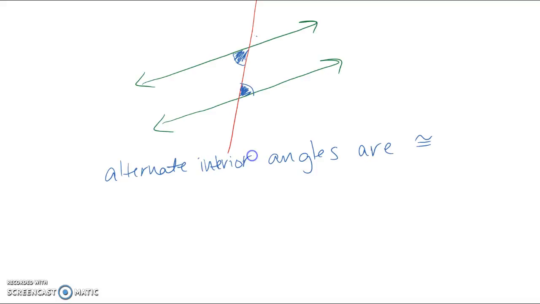Alternate interior. Okay, so what I used to look for, this was my memory trick when I was y'all's age, I would look at my picture and look for the letter Z. Because in my mind, I was like, oh, the inside of the Z's match. Now, those of you that are savvy with the English language can break it up in your mind and understand that alternate refers to jumping across the transversal.